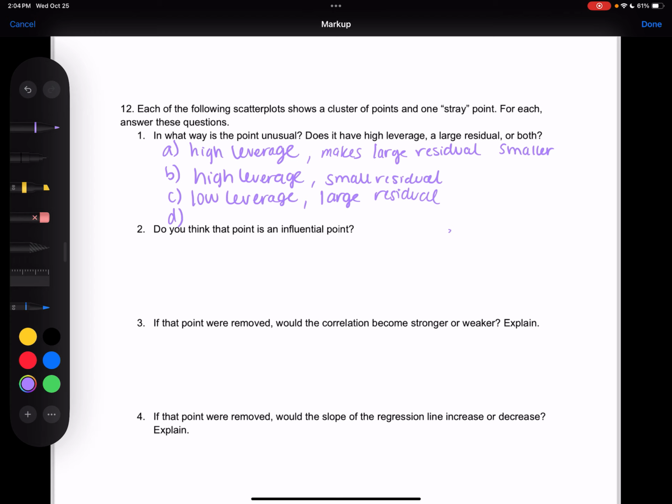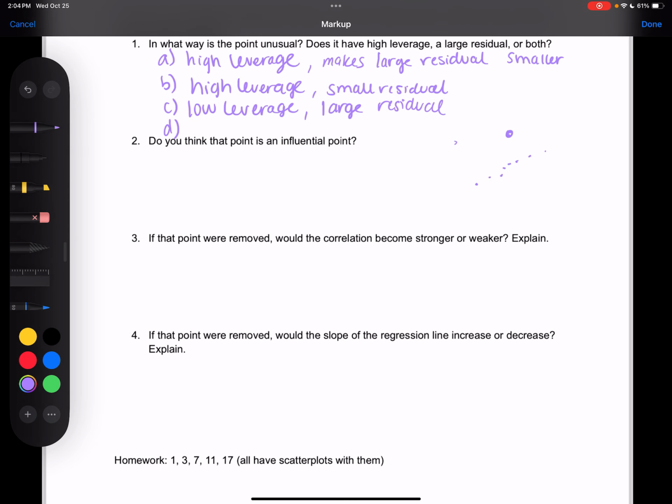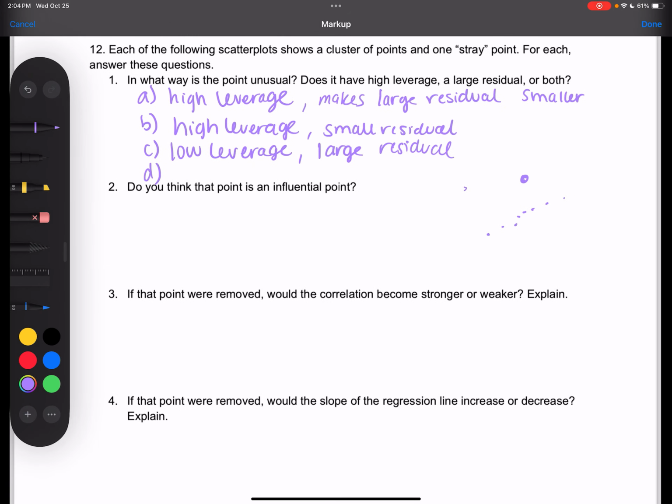If you drew the line through the points, this point way up here is a lot farther off, so that's why it has a large residual. Oh, okay, I see now. I just figured out my problem. I was looking at the wrong thing.